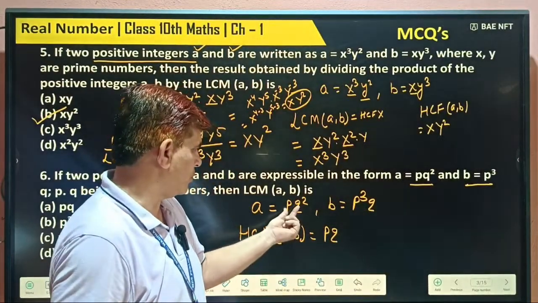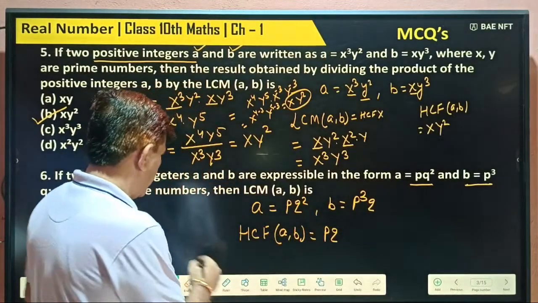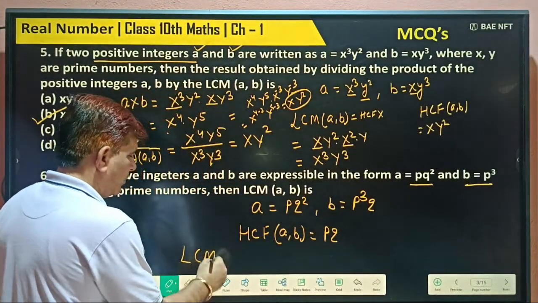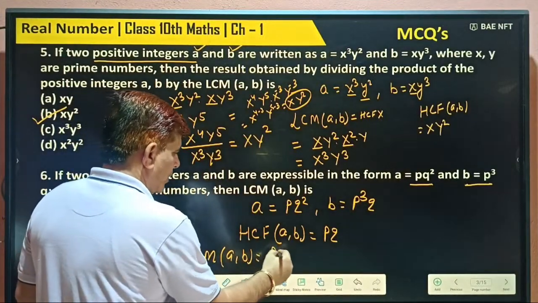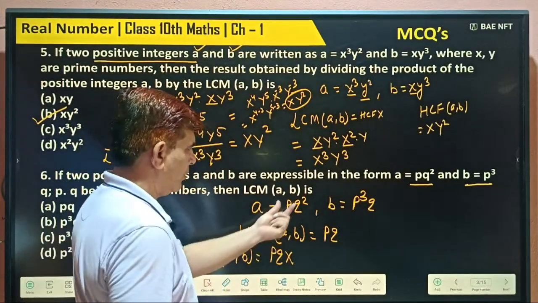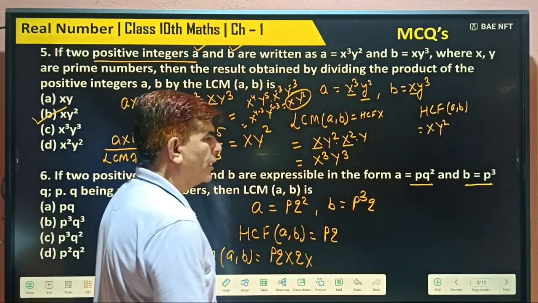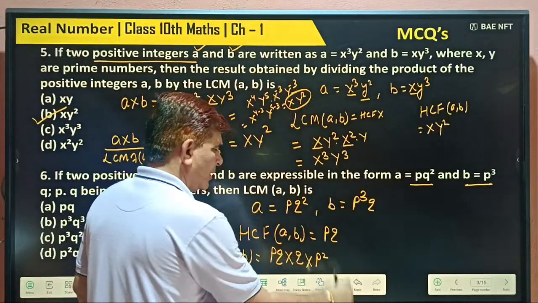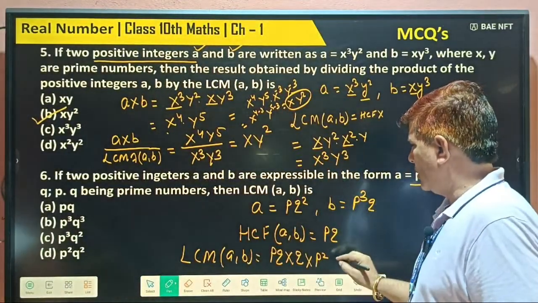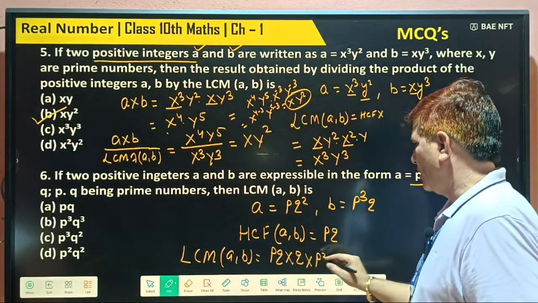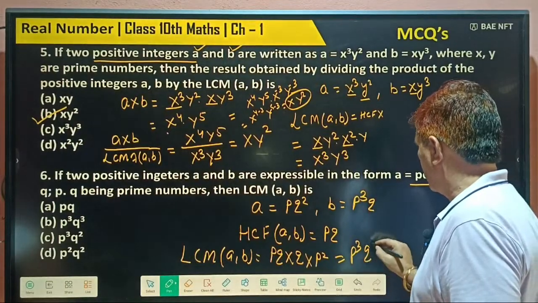Which is common? p is common here, q is common here. So what's their LCM, the LCM of A and B? Common is p q, into, if you divide this by p q, what's coming? q into p q, so what's coming? p square. Understood? So this is p cube q square.